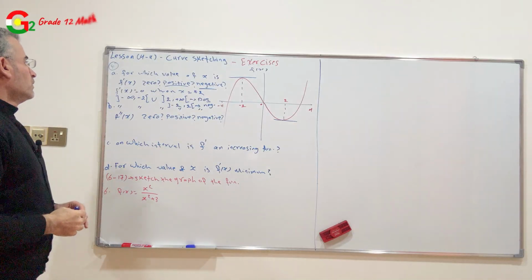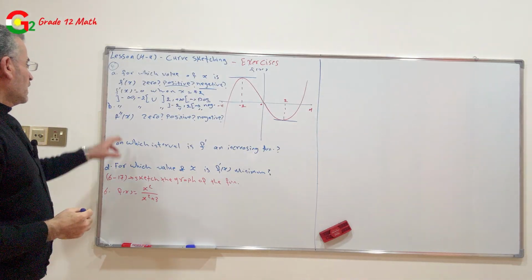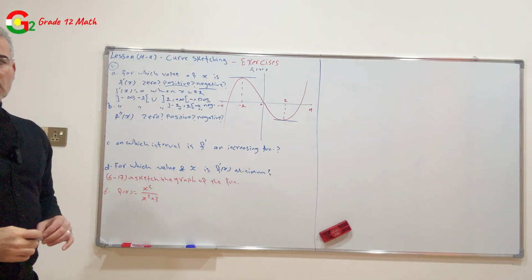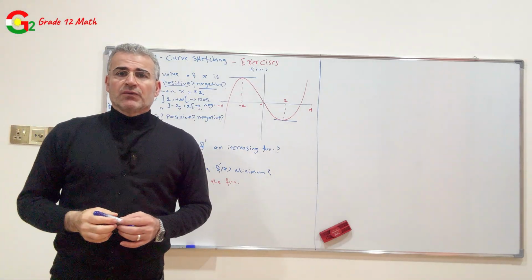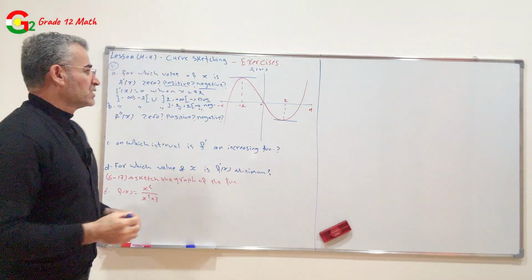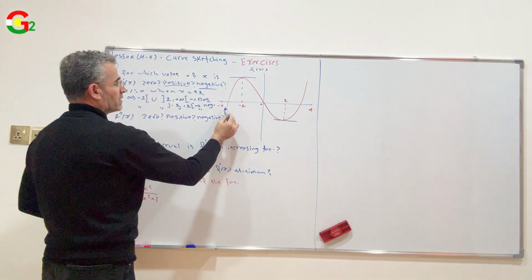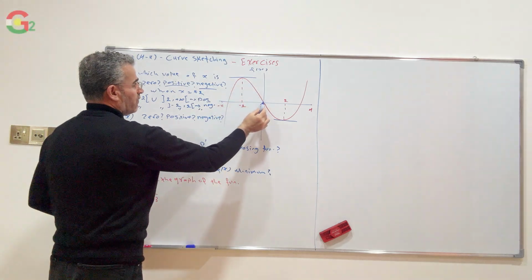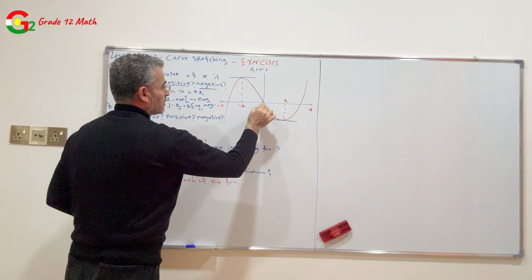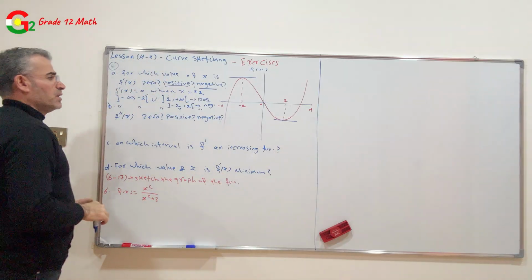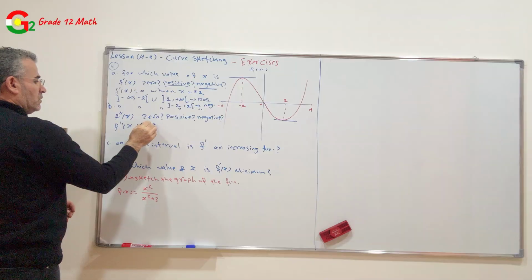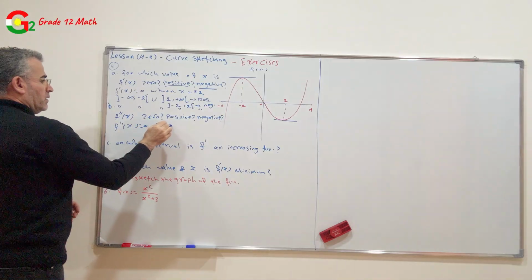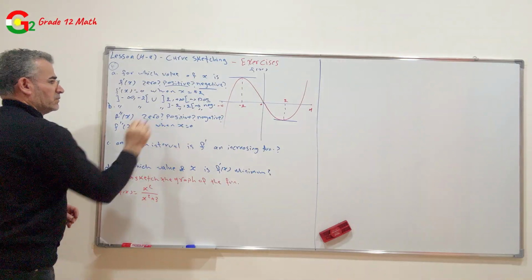Part B: for which values of x is f double prime of x 0? f double prime of x is equal to 0 when the function has an inflection point, and as you see, the function changes from convex to concave at 0. Therefore, f double prime of x equals 0 when x equals 0.